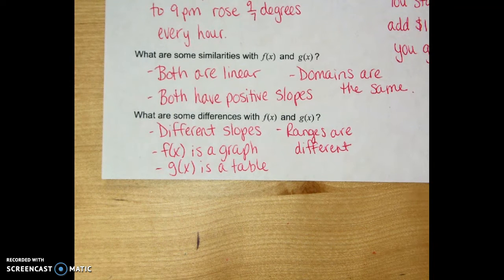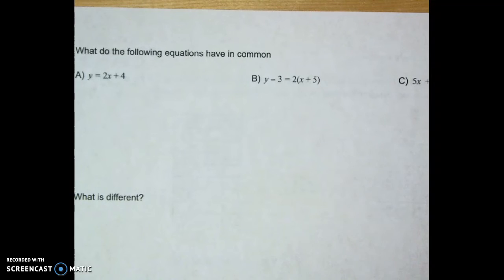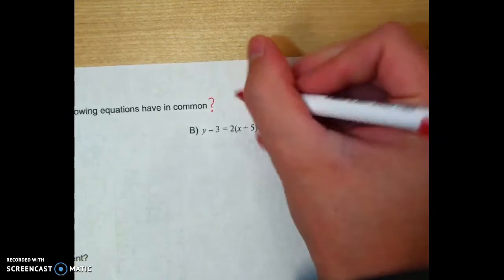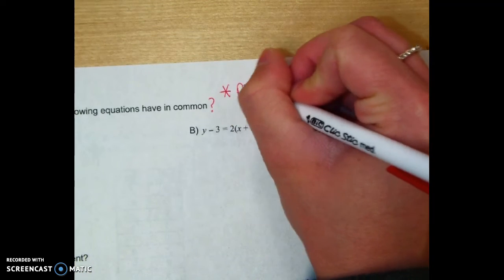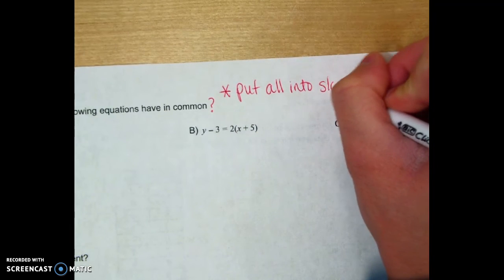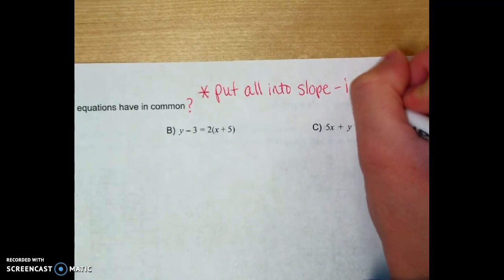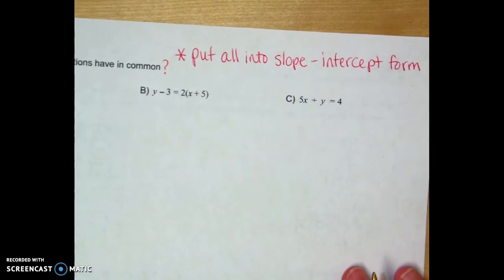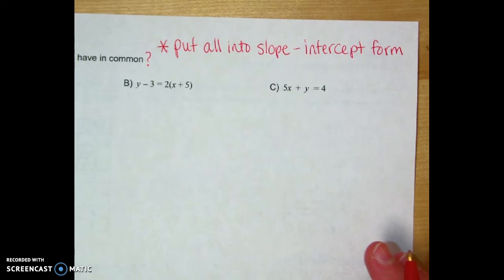Okay, we just have a few more on the back. It's not bad. Okay, what do the following equations have in common? There should be a question mark on there, just so you know. So for these three, you want all of them, so put all into slope intercept form. So A is already in slope intercept form, but you need to change B and C.